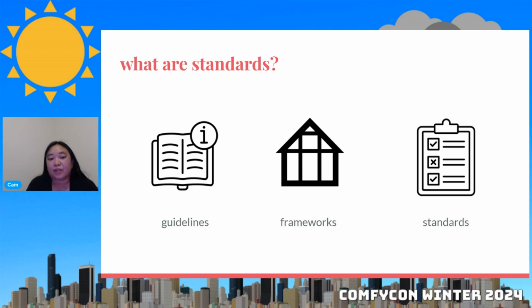Guidelines are the recommendations on what you can do to improve your security. Frameworks: here's a way that you can apply those general recommendations to your security posture. And standards: here are some explicit things that you should do to apply security in your organization.